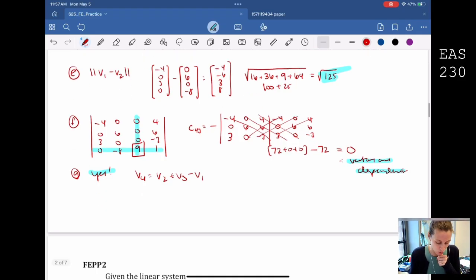What is the space spanned? So we did not talk about space. The space spanned by them, V1 and V2, would be R2. But we didn't talk about spanning space, so do not worry about question H.